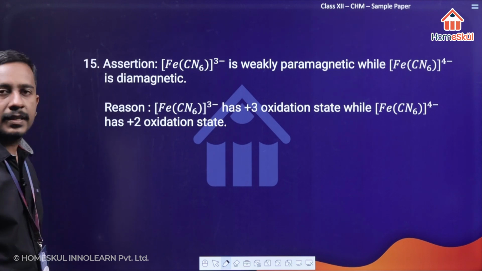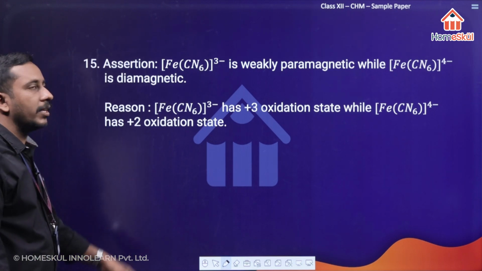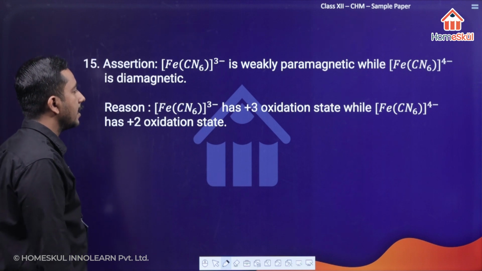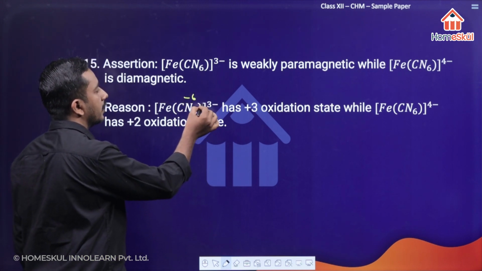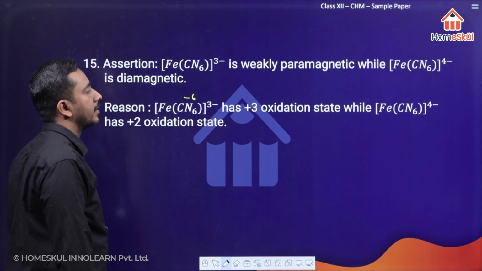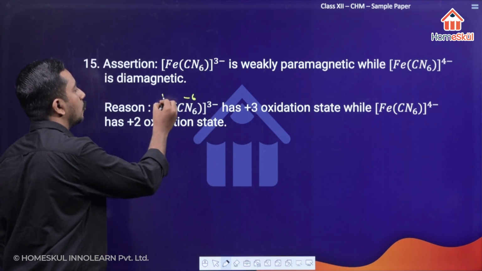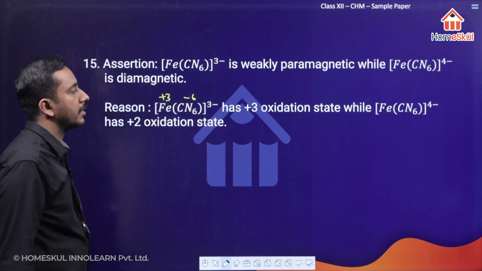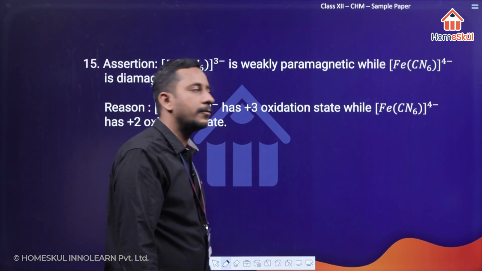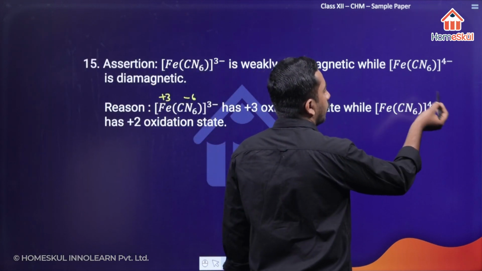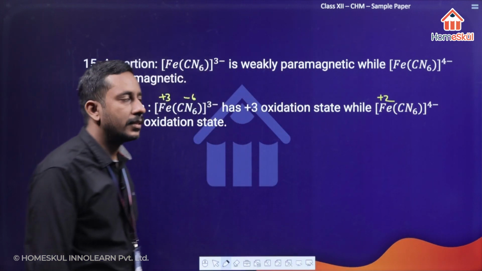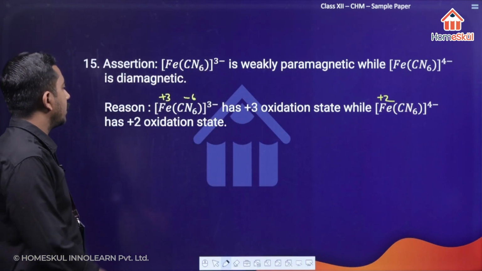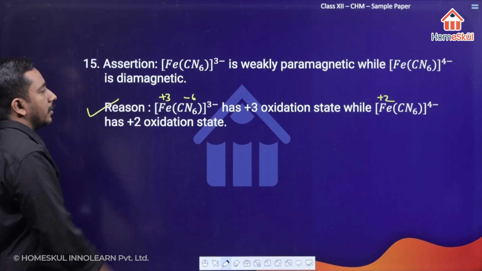Let us look at the reason statement first, because it talks about the oxidation state. If you take [Fe(CN)6]3-, the total charge of CN6 will be 6-, and the total charge of the complex is 3-. So obviously Fe has to be in the +3 oxidation state. And if you take [Fe(CN)6]4-, using the same method, we see that the iron is in the +2 oxidation state. So the reason statement is correct.